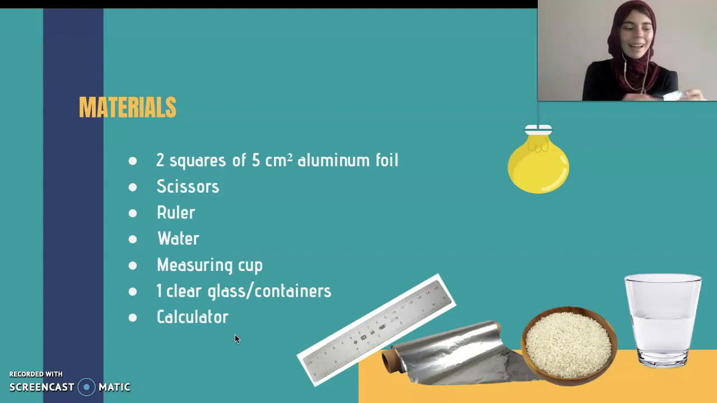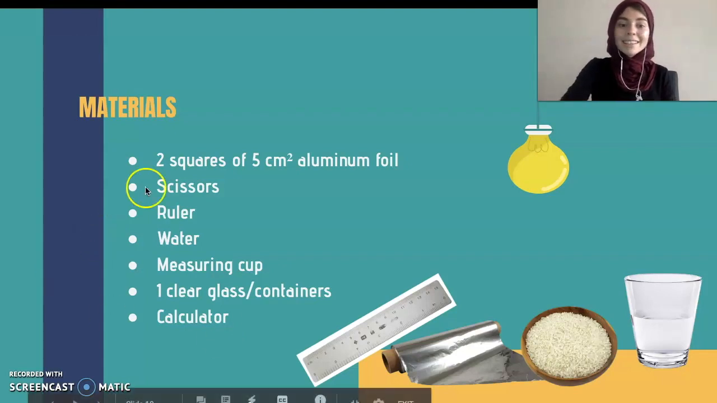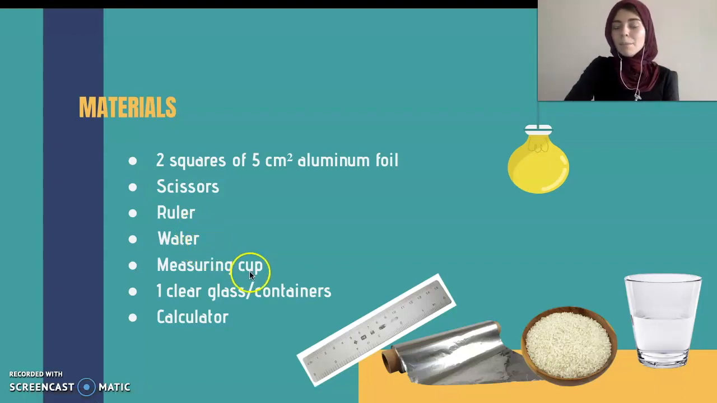Remember, aluminum foil is something that we use in our science classroom a lot, so hopefully you have some of this at home. It's not too difficult to find, okay? If you don't, you can always test out with a different material. You can go ahead and get scissors and a ruler just to cut these and make them the same size.